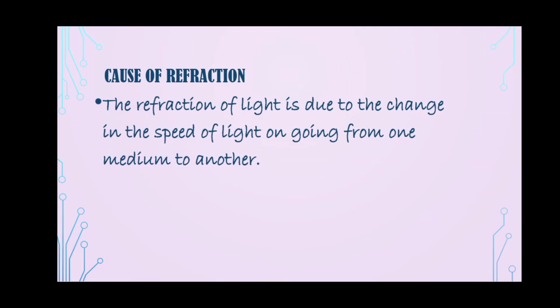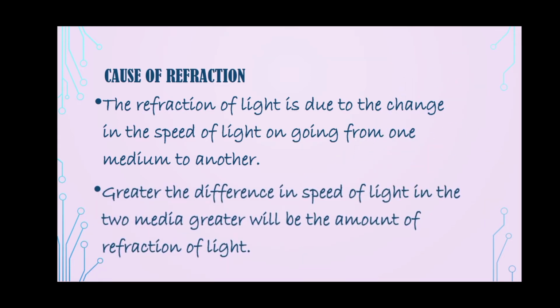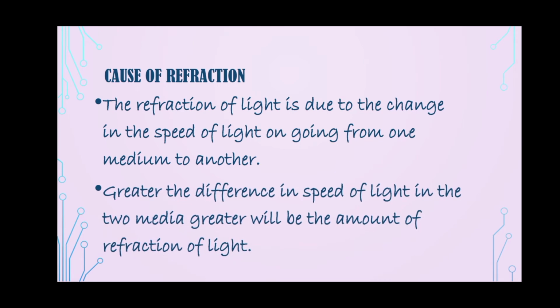Cause of refraction. The refraction of light is due to the change in the speed of light on going from one medium to another. Greater the difference in speed of light in the two media, greater will be the amount of refraction of light. The speed of light is different in different media. For example, the speed of light in air is 3 × 10^8 meter per second, whereas that in glass is 2 × 10^8 meter per second. It is clear from these values that the speed of light is more in air but less in glass.